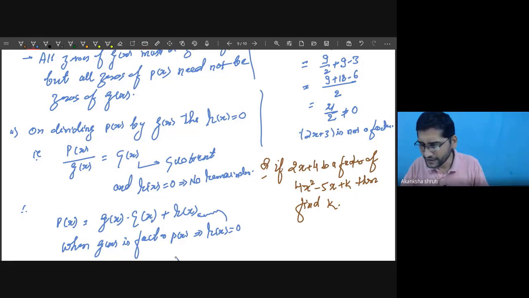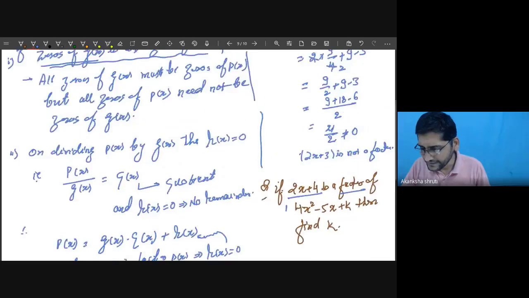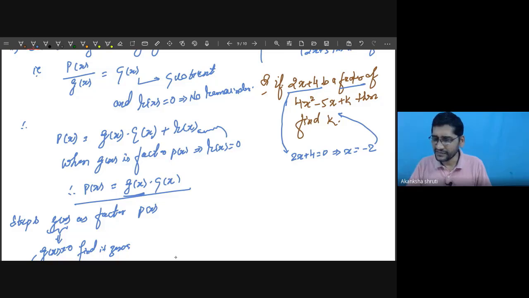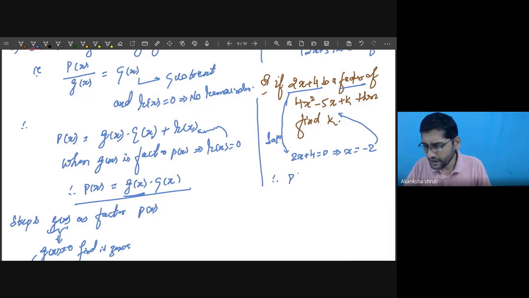Such type of question we have already done. This is given as a factor. It means whatever the value of x that we can obtain from this, equate this 2x plus 4 to 0. It means the value of x becomes minus 4 by 2, it becomes minus 2. Now we have to substitute this minus 2 in the other one. So therefore, p of minus 2 should be 0.